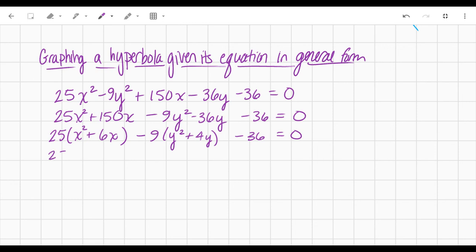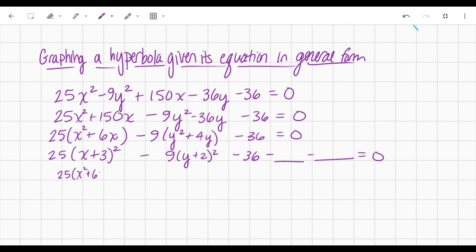All right, so we'll have 25 times x plus 3 squared minus 9 times y plus 2 squared. And we got to figure out what we need to take care of there. Okay, so we'd have 25 times x squared plus 6x plus 9. So 25x squared plus 150x plus, let's see here, 9 times 25. I always think about quarters. Okay, if I have 4 quarters, I have $1. 8 quarters, I have $2. 9 quarters, I have $2.25. Okay, so I just added in $2.25, so I'm going to subtract out $2.25.